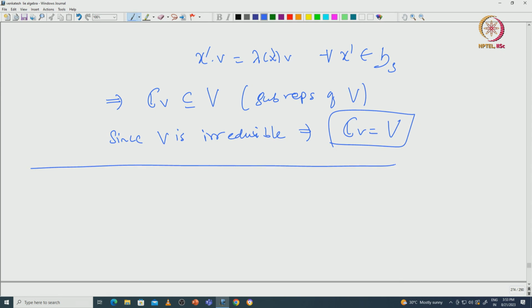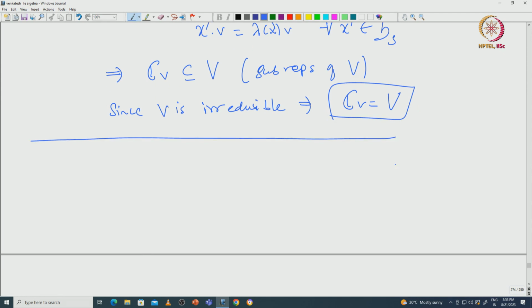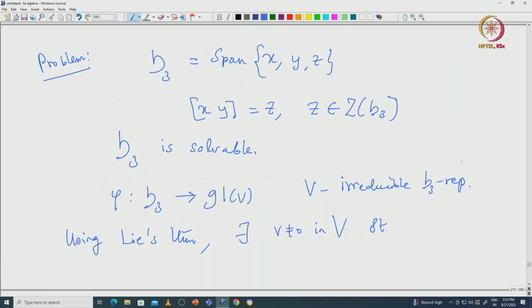Now what we will prove is that H3 does not have a faithful finite dimensional irreducible representation. Let us say phi is a faithful representation of H3. Actually, let us see what happens if we start with any representation. If phi is just a representation of H3, then you can look at the commutator formula: the bracket of x and y is given to be z, and z is inside the center of H3.